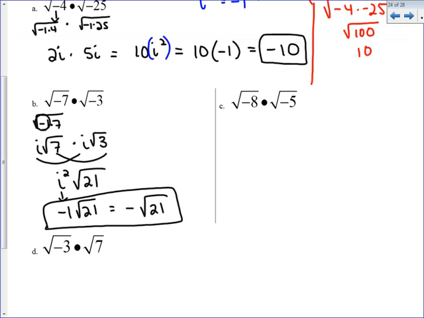Either or. And I should say, you would try to simplify your 21. It doesn't. I jumped ahead a little bit there, but 21 doesn't divide by 4, 9, or 16, so we know we can't do anything with the 21.